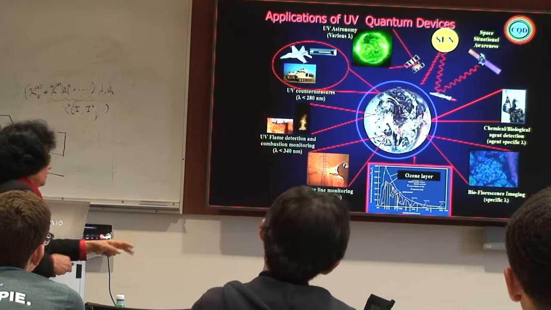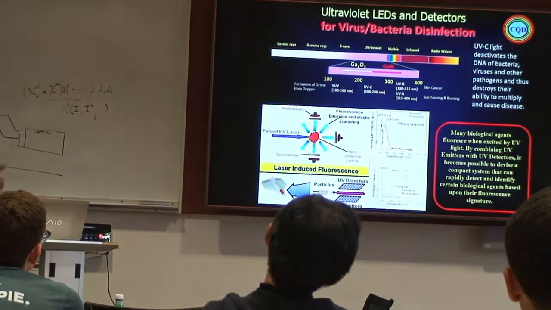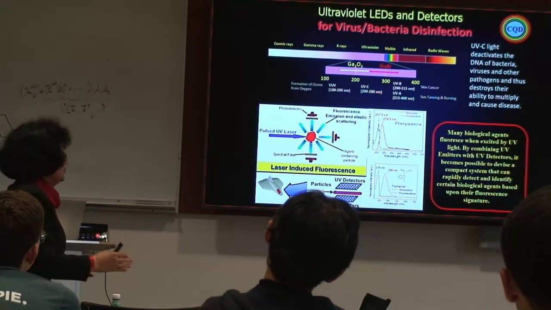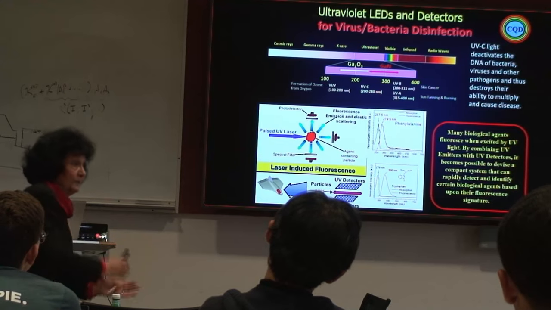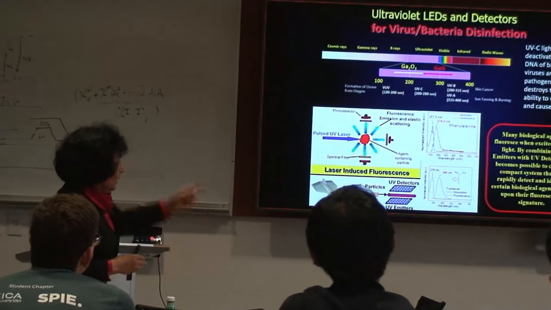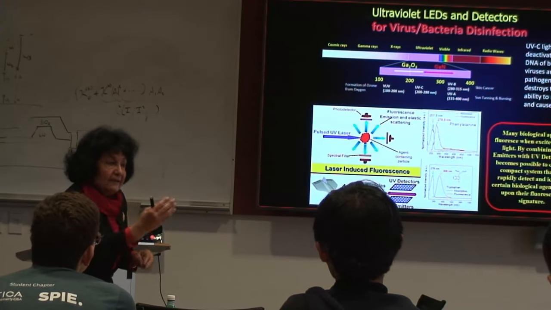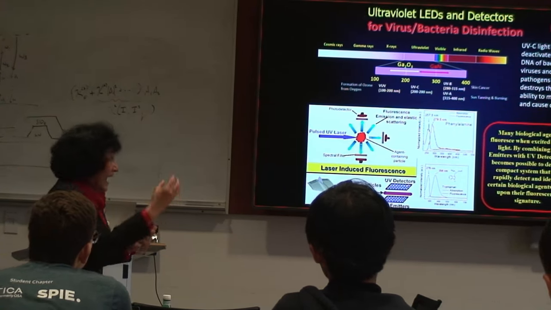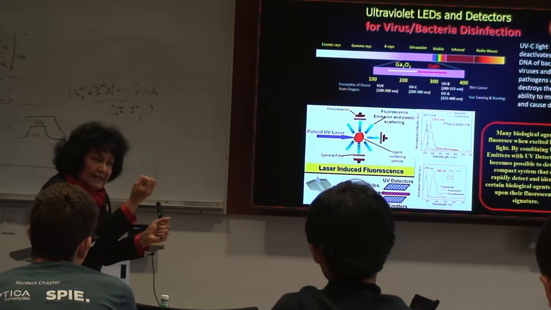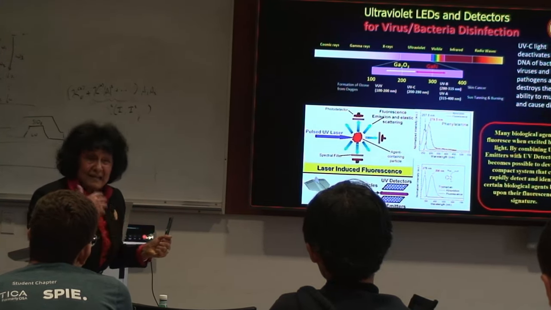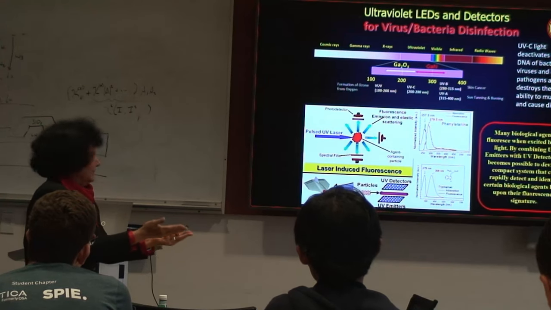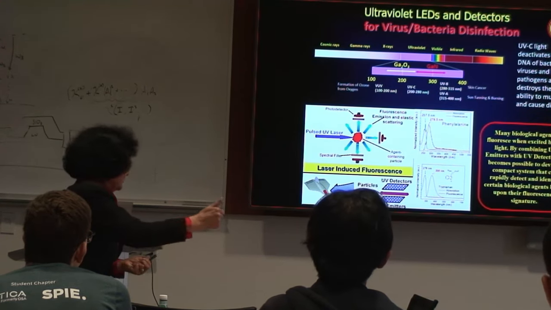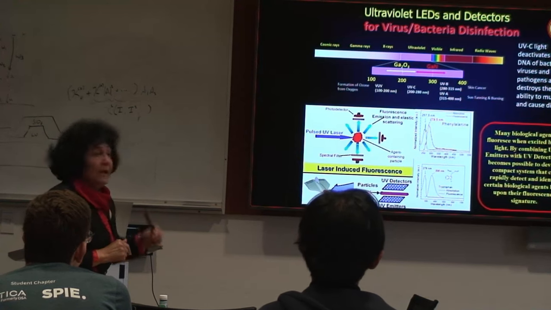But the most important part is the following. The UVC deactivates the DNA of viruses, bacteria, and pathogens, destroying their ability to multiply and create disease. On the other hand, most biological agents fluoresce when they are excited by UV light. So if you have the detector and exactly the right wavelength, we can have a very small system to rapidly detect and identify some of these biological agents, such as anthrax, COVID-19, and tetrathyrosine, from their fluorescent signature.